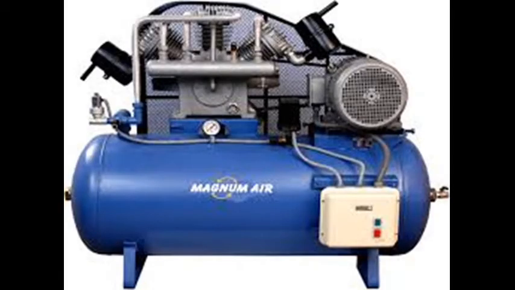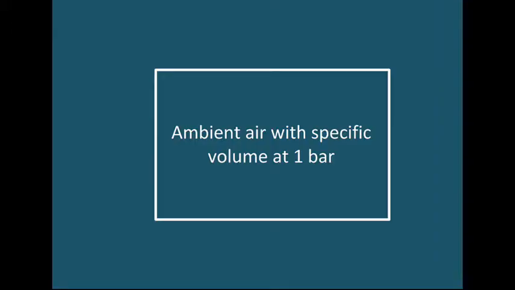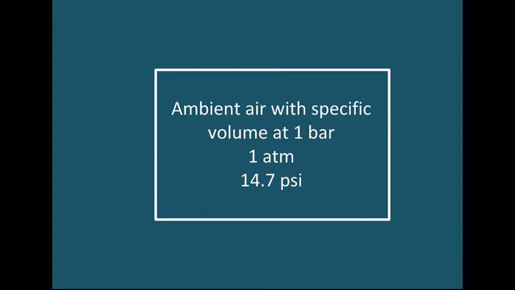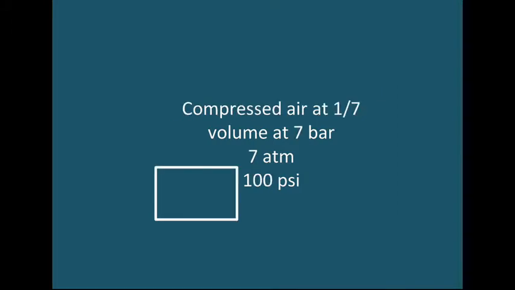Pneumatics uses an air compressor to produce compressed air. Air is taken at ambient pressure, which is 1 bar, or 1 atmosphere, or 14.7 pounds per square inch. It is then compressed to approximately 1/7 of its original volume, thereby raising pressure to about 7 bars, or 7 atmospheres, or about 100 pounds per square inch. What we have here is absolute pressure.